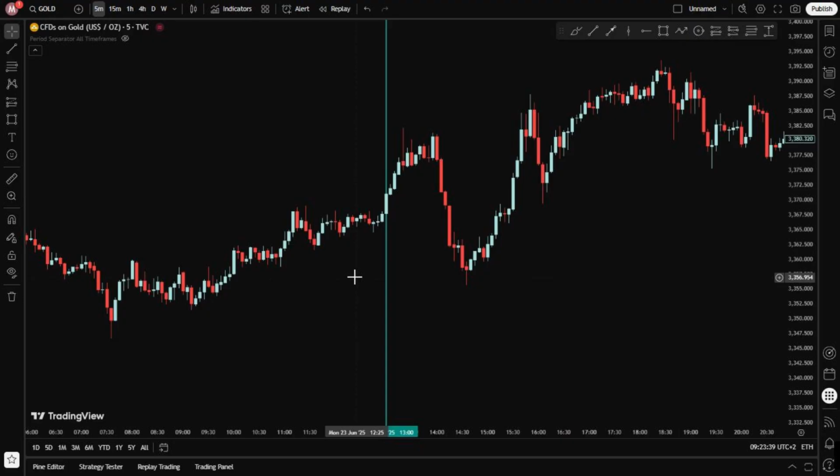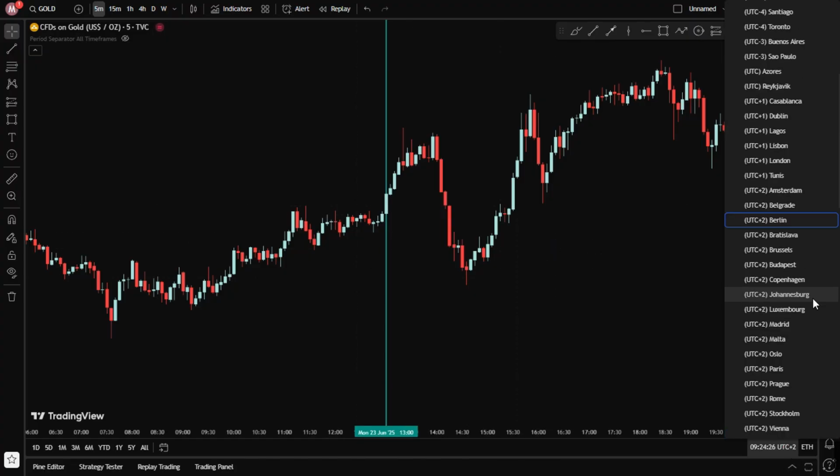especially around specific times. Before anything else, make sure your chart's time zone is set to UTC+2. That's very important because if your time is off, everything we're doing here will be out of sync. Just double-check it now and adjust accordingly.